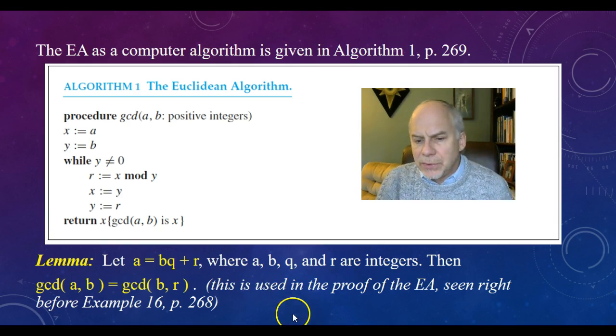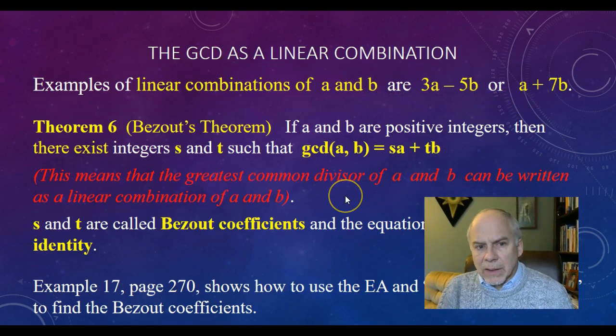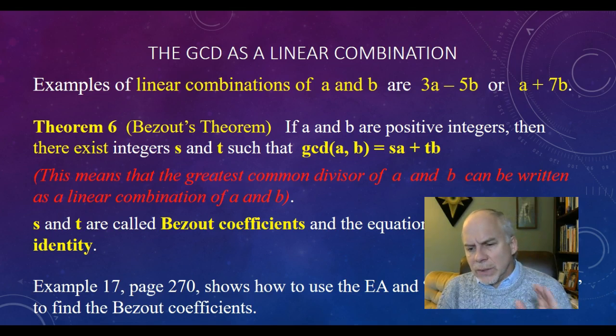So this is used in a proof of the Euclidean algorithm, and seen in example 16 on page 268. So let's look at another important aspect of greatest common divisor. But first, we need to know what a linear combination is.